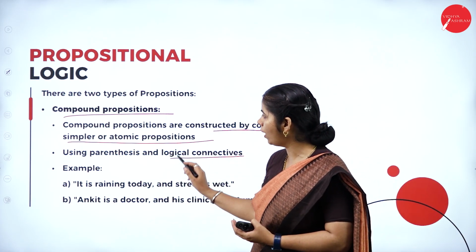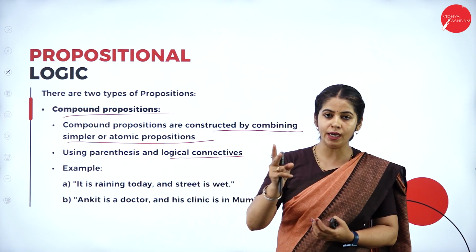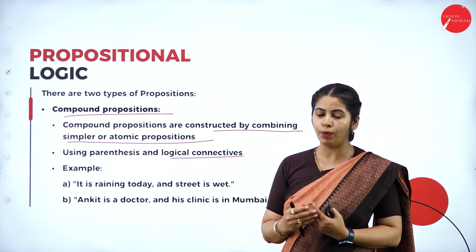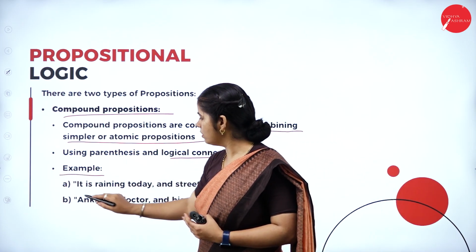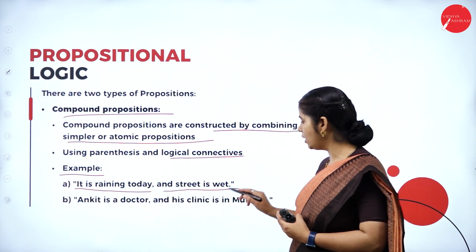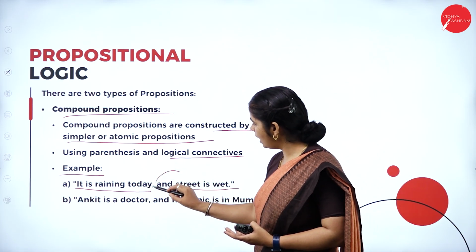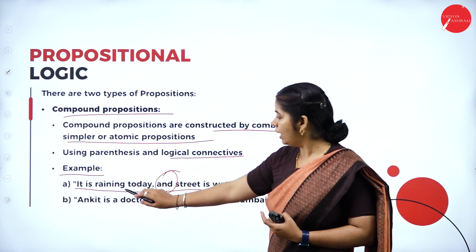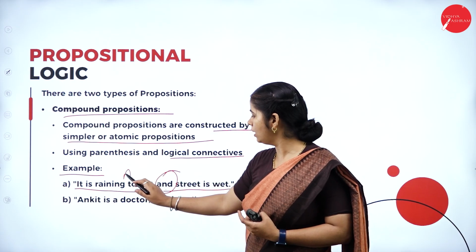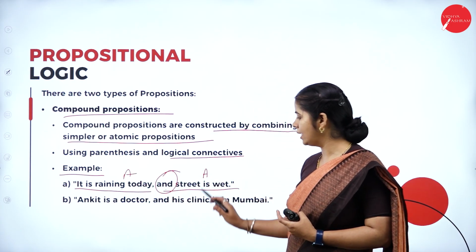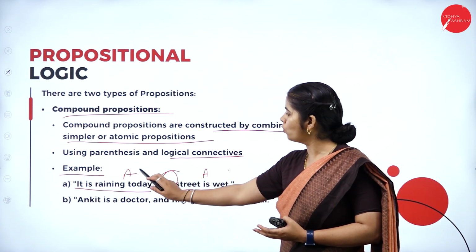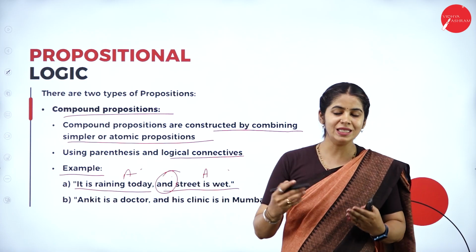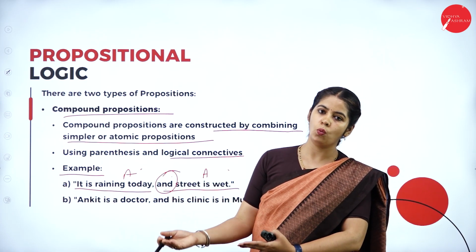Depending on that, we are going to connect two different atomic sentences or atomic propositions to form a single compound proposition. For example, it is raining today and street is wet. What logical connection am I using? I am using the AND connection, right? It is raining today is a single atomic sentence. Street is wet is also a single atomic sentence. By combining two atomic sentences using the logical connection, I am forming a new sentence, that is, it is raining today and street is wet.